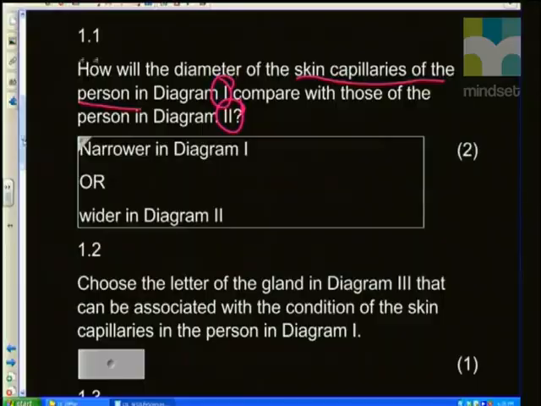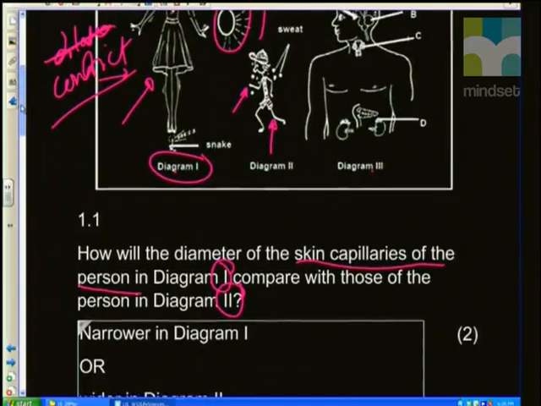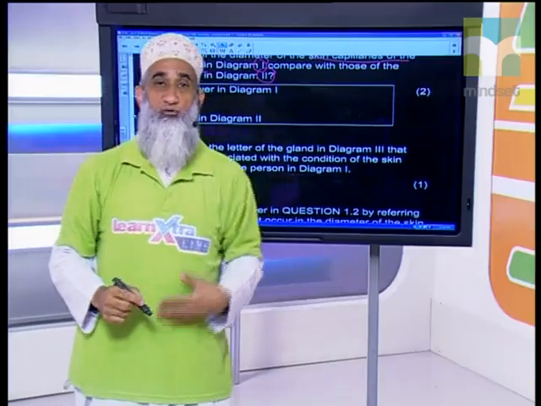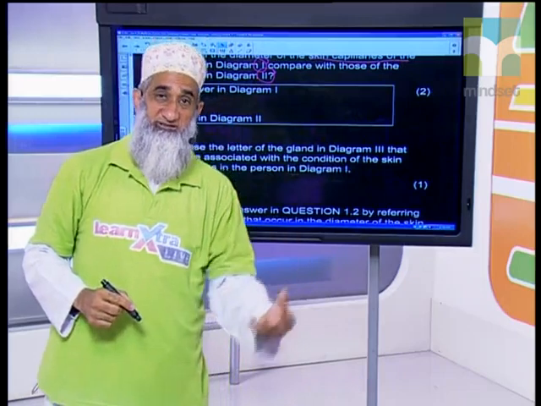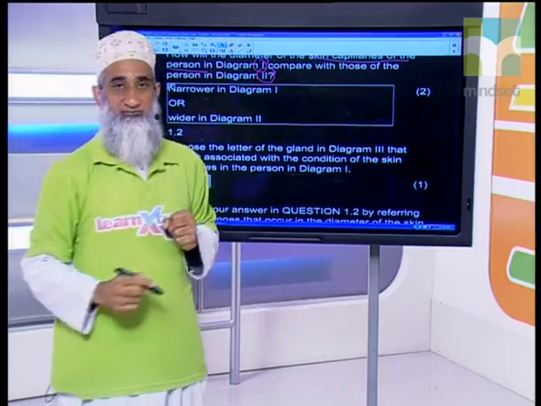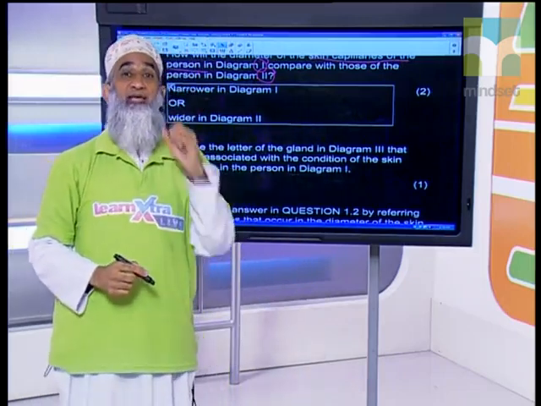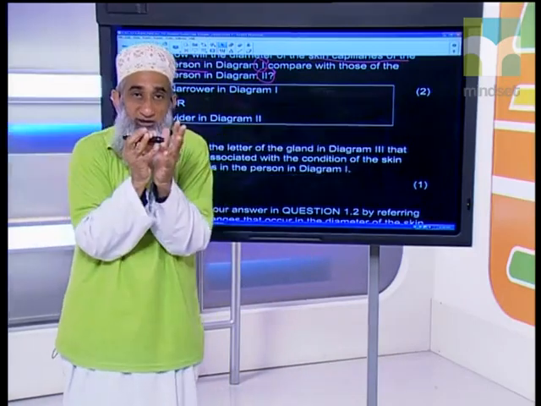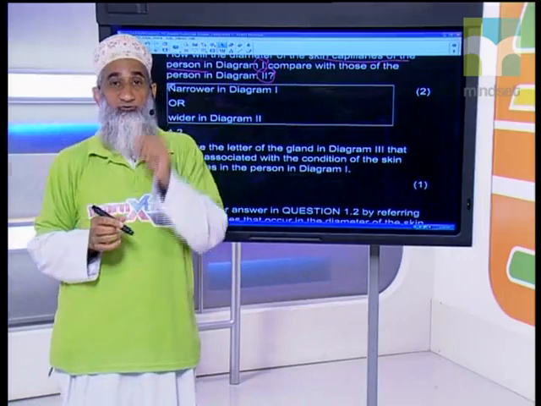Right? Narrower in diagram 1 and wider in diagram 2, or we use the correct words. Try not to use narrower and wider, use the words constricted and dilated. That's the correct words. And don't ever use big and small. What is big and small? Big can be big like that and small like this, or wider or narrow. So don't use big and small.